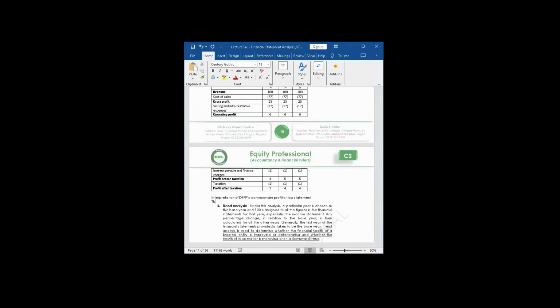So we can say the cost of sales of DFFP remains steady at 77% of revenue over the 3 years under review.